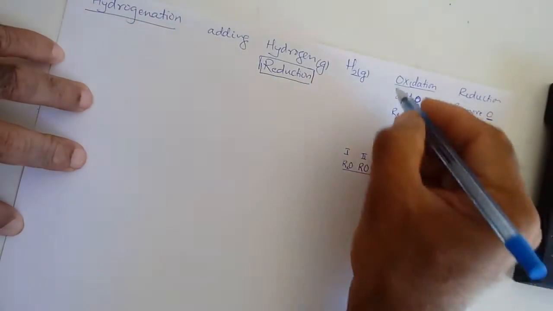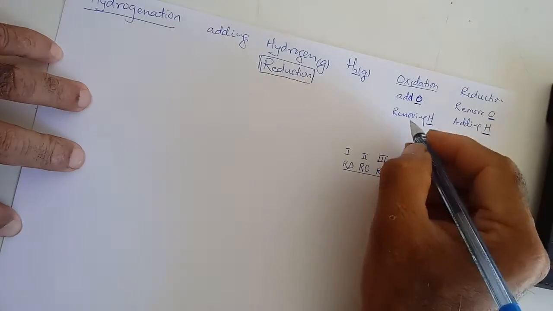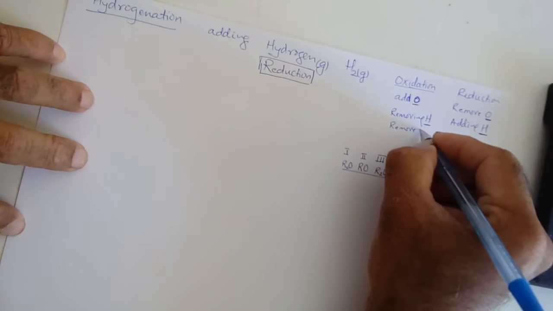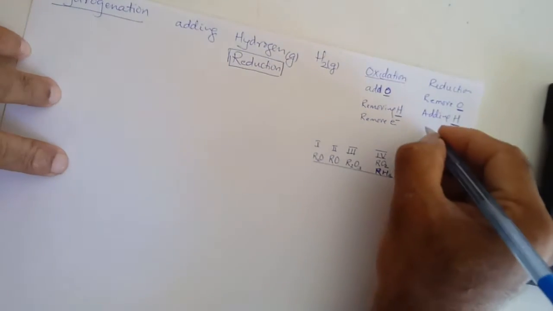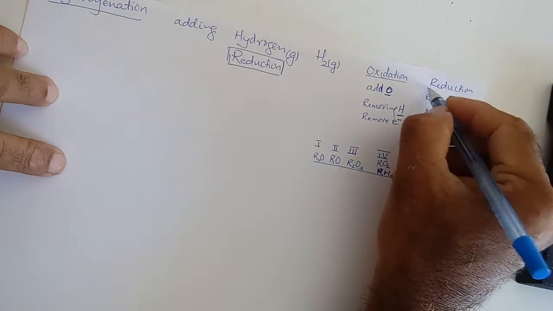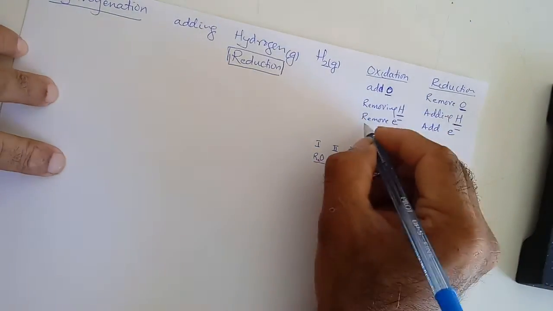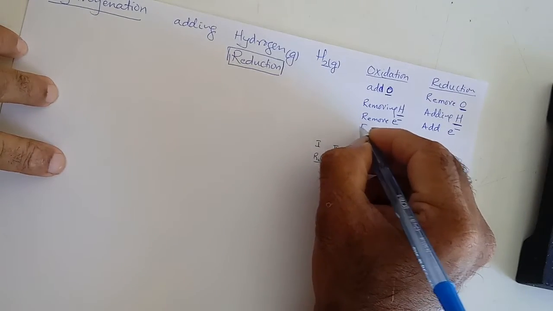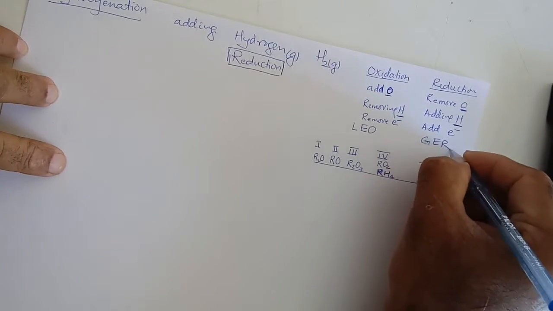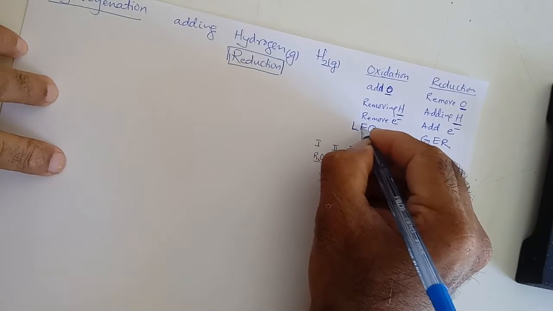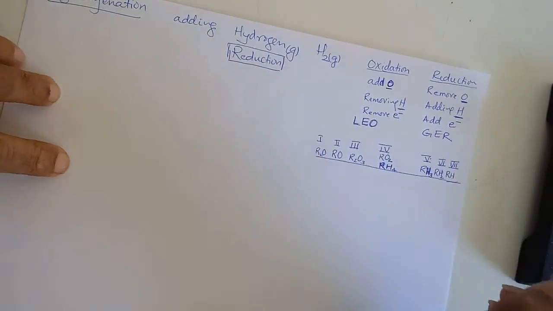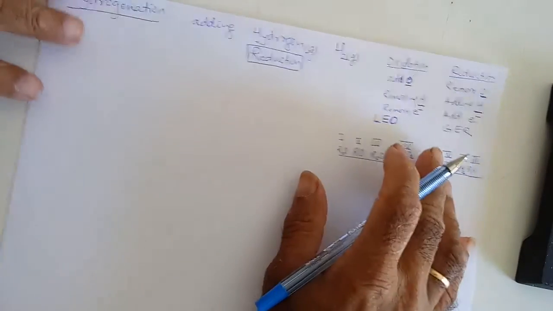What is the new definition? The most universal definition now is removing electrons, or adding electrons. So if you add electrons, reduction; removing electrons, oxidation. You might have seen that LEO says GER. Losing electrons, oxidation; gaining electrons, reduction. Right? That's just a mnemonic.